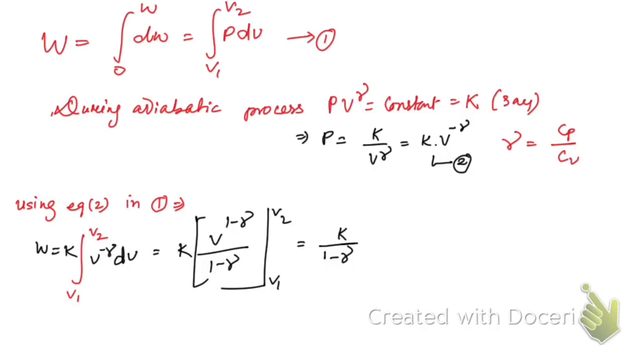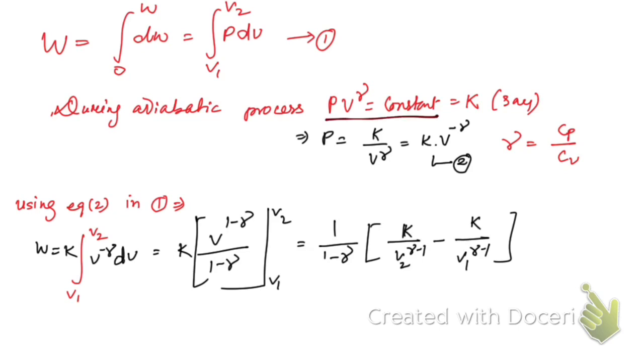So here we're going to have V2 to the power 1 minus gamma minus V1 to the power 1 minus gamma, and this can also be written as 1 by V2 to the power gamma minus 1, and similarly 1 by V1 to the power gamma minus 1, and you can multiply this K here and here also, then here we're going to have 1. Now you see, from this relation, what can we write now.